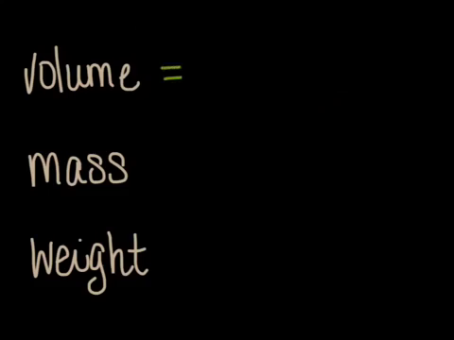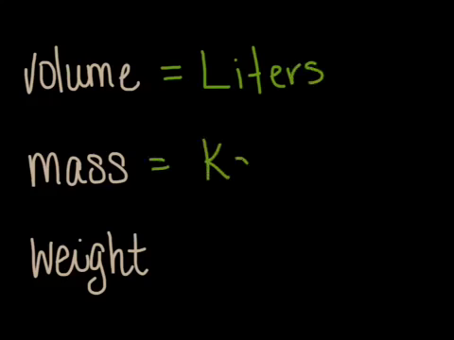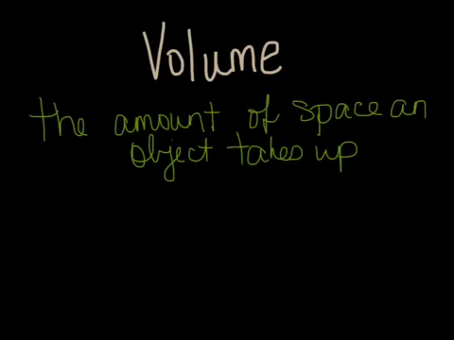To measure volume, we use liters. To measure mass, we use kilograms. And to measure weight, we use newtons. Volume is the amount of space an object takes up. Keep in mind that two objects cannot occupy the same space at the same time.